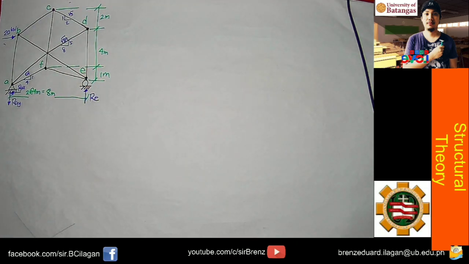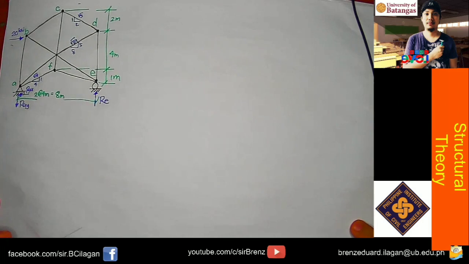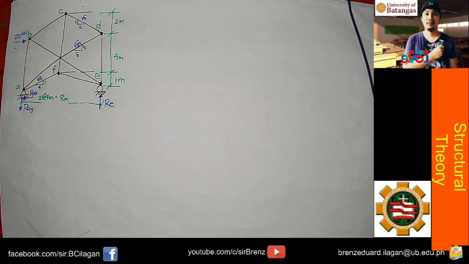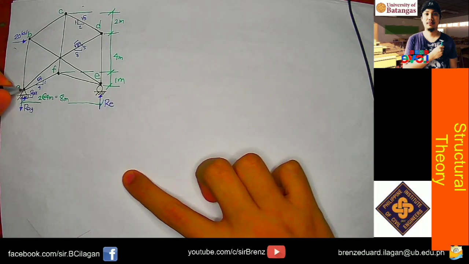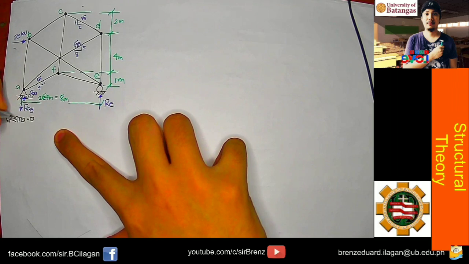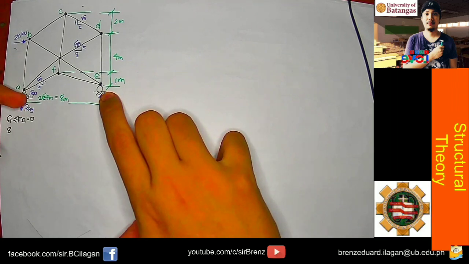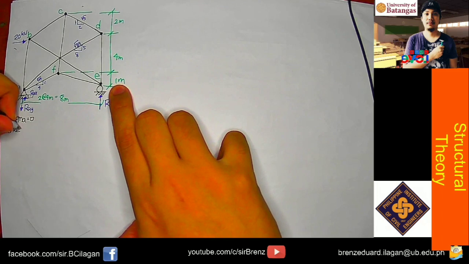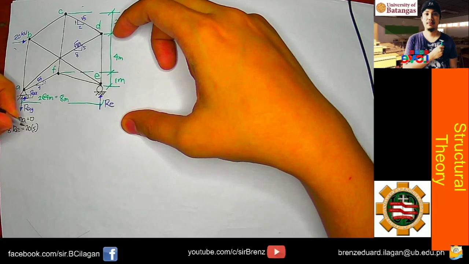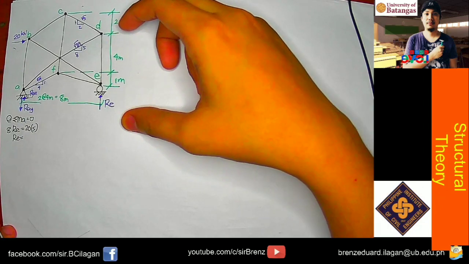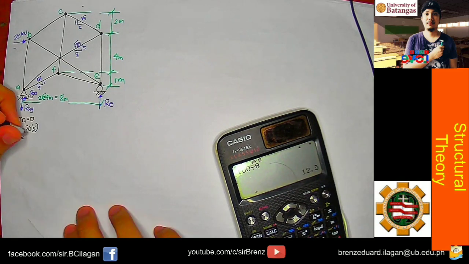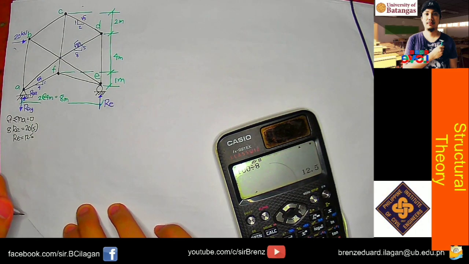Okay, so since nag-assume na tayo ng mga direction ng reaction, so isolve muna natin yung mga values ng bawat isa. Okay, so how can you solve the reaction for RE? So when we take summation ng moment at point A, the equation will be summation ng moment at A equals to 0, and then 8 times RE equals to 20 times the perpendicular distance na 5. So what is the value of RE? So that is 100 over 8, or that is equals to 12.5 kilonewton.